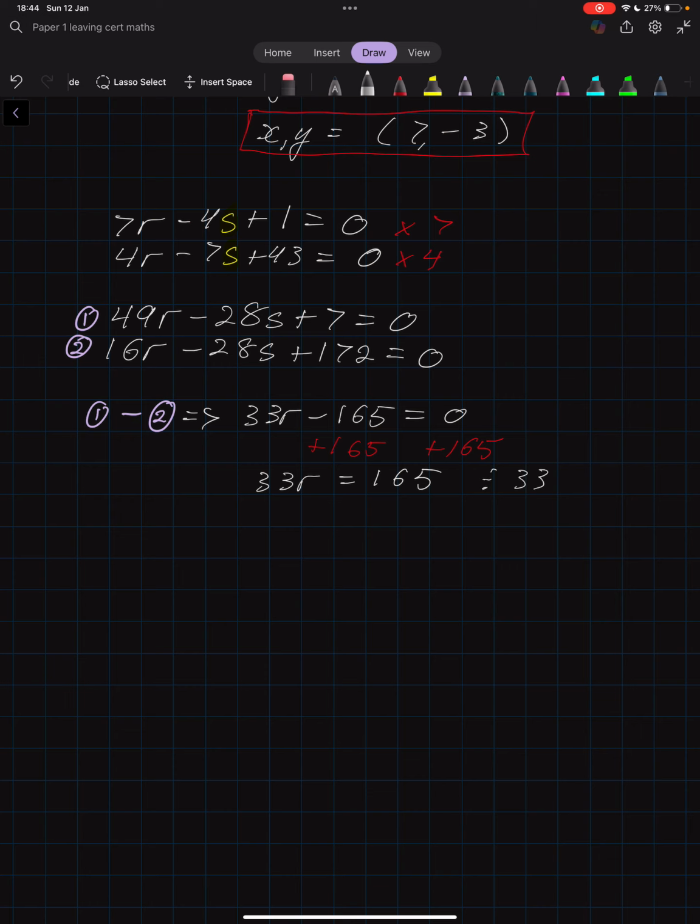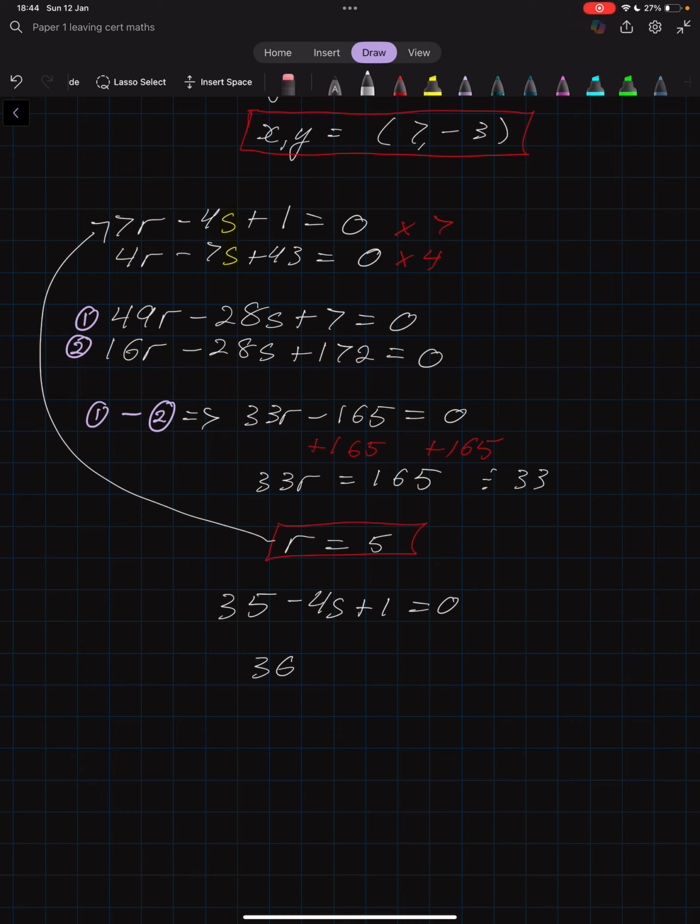Okay, so now that I have r equals 5, I can just plug it into one of the equations and solve for the other thing. So 7r is 7 multiplied by r, but r is 5, and therefore 7 by 5 is 35. Minus 4s plus 1 equals 0. So 35 plus 1 is 36, minus 4s equals 0. So I get that 36 is going to be equal to 4s.